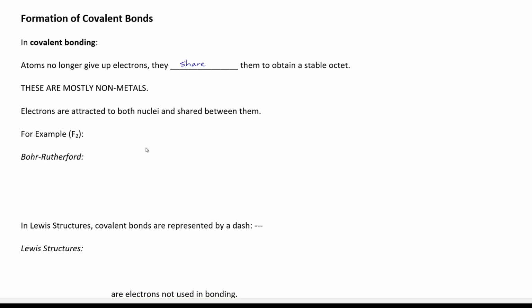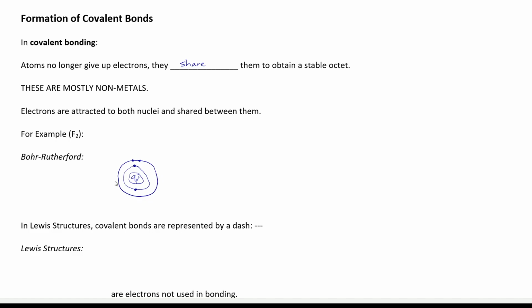Electrons are attracted to both nuclei and shared between them. So I'm just going to show this once as a Bohr-Rutherford diagram. If we take a look at fluorine, and for the sake of this, I'm just going to include the protons. So I have one atom of fluorine here with its nucleus and 9 protons. Its inner shell has 2 electrons, but its outer shell has 7 electrons.